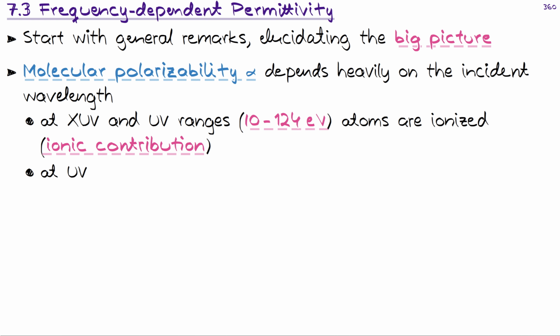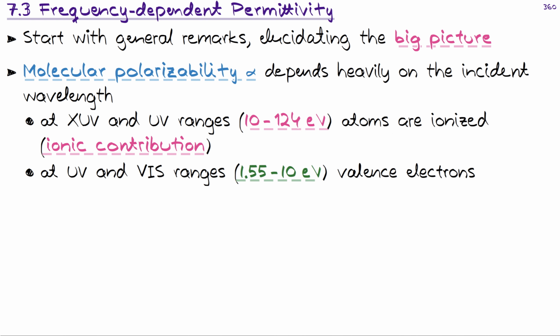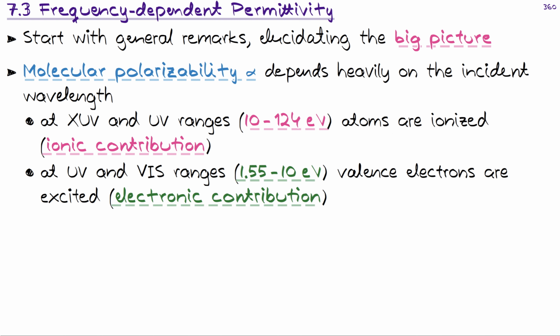When we reduce the photon energies, so we are speaking of ultraviolet and visible wavelength ranges, we speak of 1.55 electron volts all the way to 10 eV. Then what happens is that the valence electrons get excited into a higher electronic excitation state, but they don't yet ionize. And then we speak of the electronic contribution to the molecular polarizability alpha. This is the main contribution in the UV and visible wavelength regimes, so electronic transitions that affect the light-matter interaction.